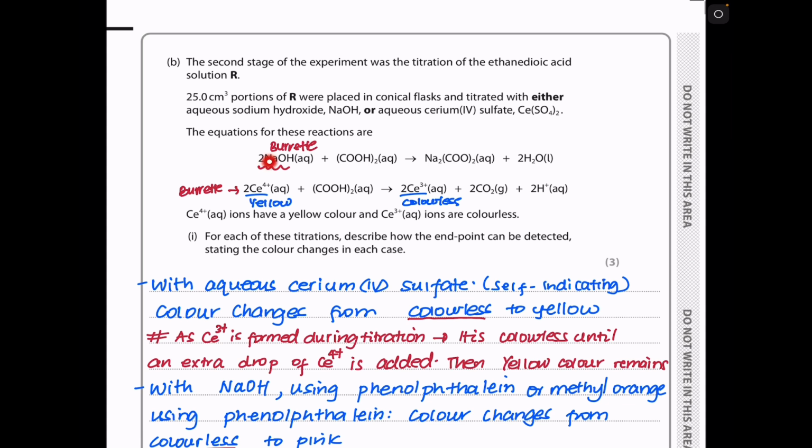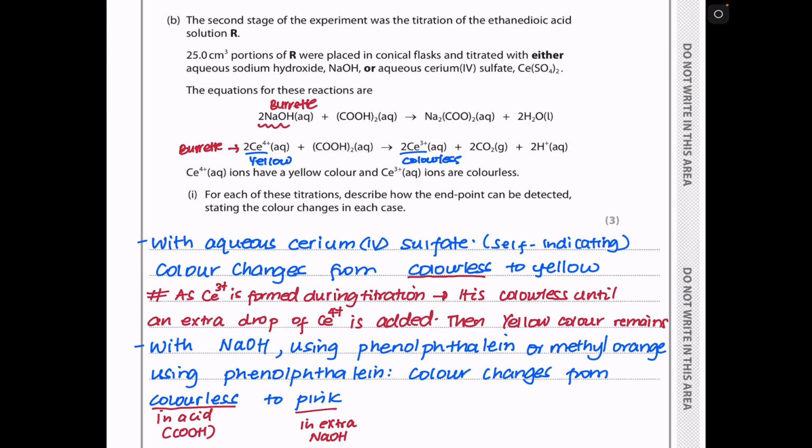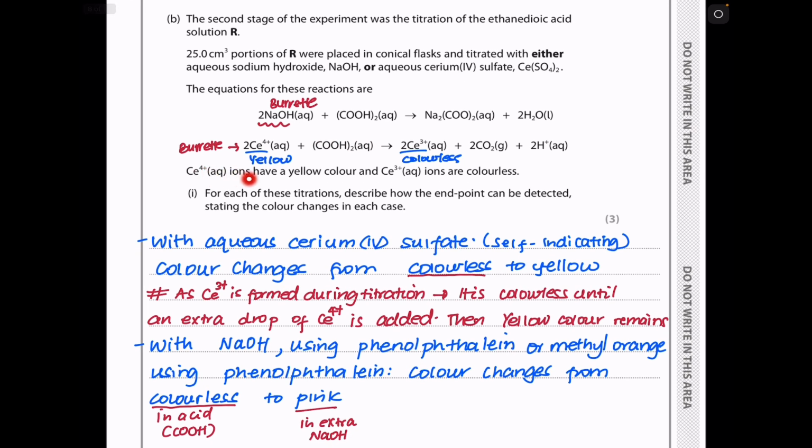So in the first reaction, we have sodium hydroxide in a burette titrated with ethanedioic acid in a conical flask. And here we have cerium 4 sulfate titrated with ethanedioic acid. Again here, this is going to be in the conical flask. And they say cerium 4 ions have a yellow color and cerium 3 ions are colorless. For each of these titrations, describe how the endpoint can be detected, stating the color changes in each case.